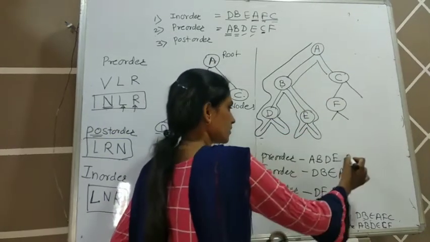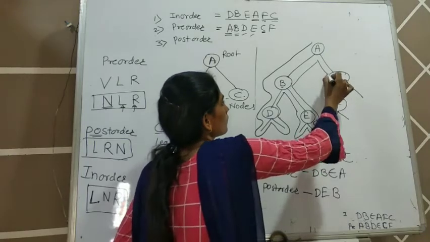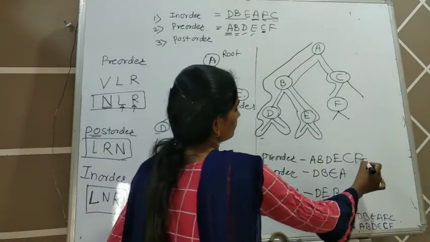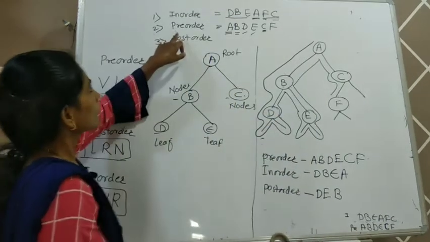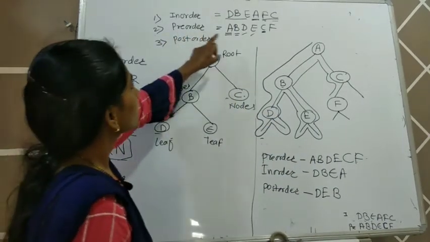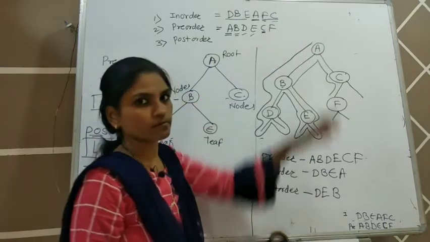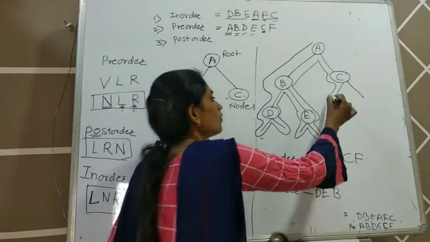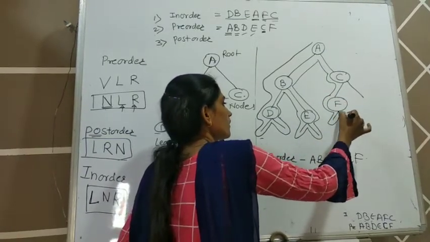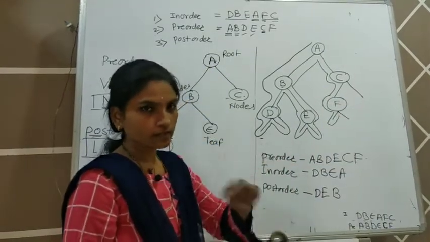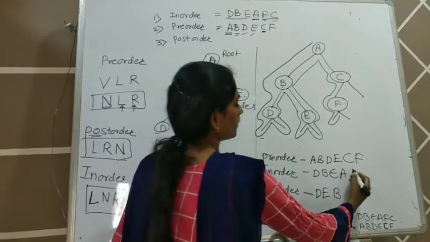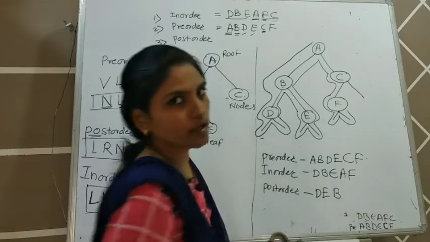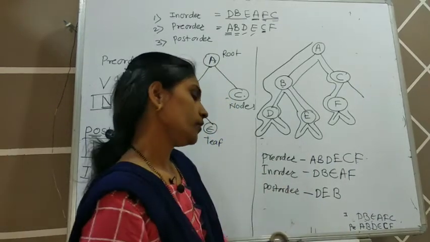Then C for the first time, so write here C, and F for the first time itself. Now you can check what we have done: A, B, D, E, C, F. So this is the correct preorder sequence we have got. Now go down to F and again we are coming the second time to F, so write here in order. Then go outside and come again to F. This is the third time we are reaching F, so write in the post order sequence.